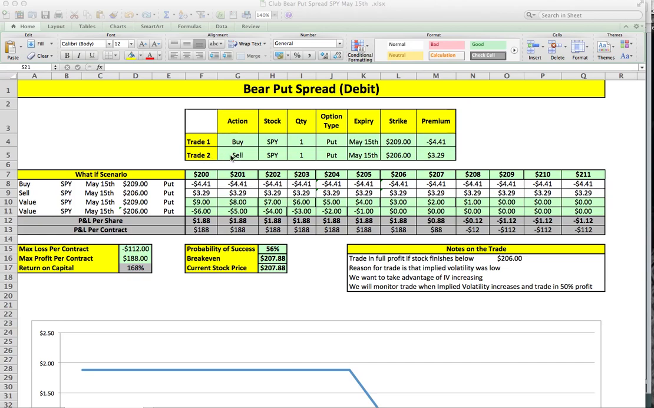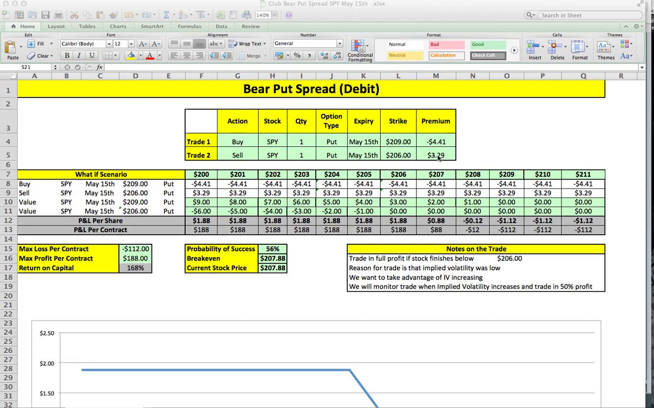Now we offset the cost of that a little bit by bringing in a second leg of the trade. So in this scenario, we actually sold the SPY $206 put for the exact same expiry. This is the really important thing about doing debit spreads and this bear put spread. The quantities of the contracts on both sides of the trade will be the same, and so will the expiry dates. In this case, we sold a 206 strike, and we took in premium of 329. So that's actually a bullish trade.